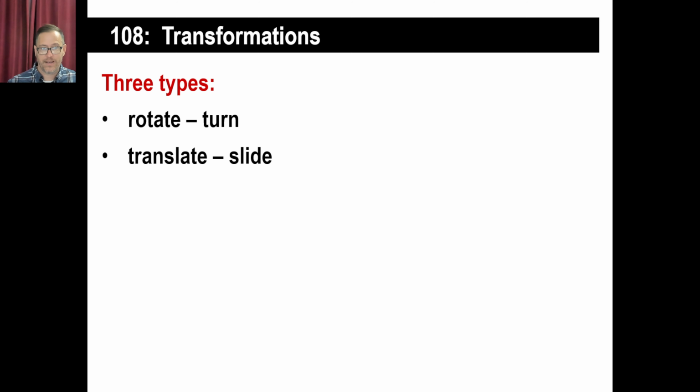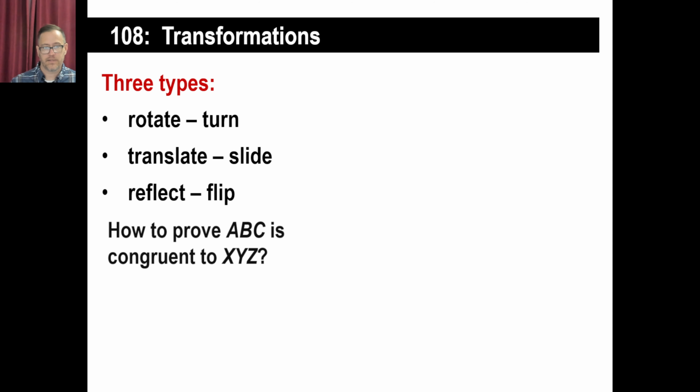All right. Second way is to translate. That just means something's like this, and you just slide it over. All right, or down, or like this, or whatever. The third way is to reflect, which means you just flip it from one side to the other.